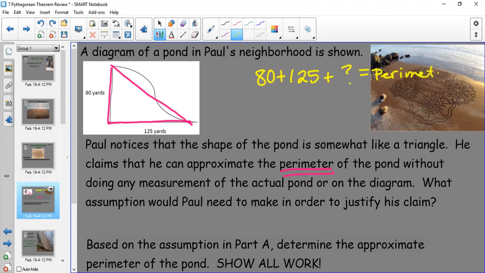Now, right now we have a missing side of a triangle. To be able to find the third side of a triangle, we can use the Pythagorean theorem. But before we can use the Pythagorean theorem, it only works for certain kinds of triangles. So, in the question, what assumption would Paul need to make is that this is a right triangle. Okay, so Paul needs to assume that the pond is a right triangle.